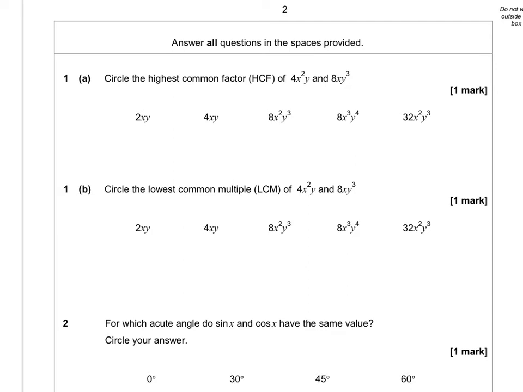The first question is just looking for the highest common factor of 4x squared y and 8xy cubed. If you break this down into each individual variable, you can find this quite easily. The highest common factor of 4 and 8 is 4. Then if you look at x squared and x, the highest common factor is x, and of y and y cubed, the highest common factor there is y, so we're looking for an answer of 4xy.